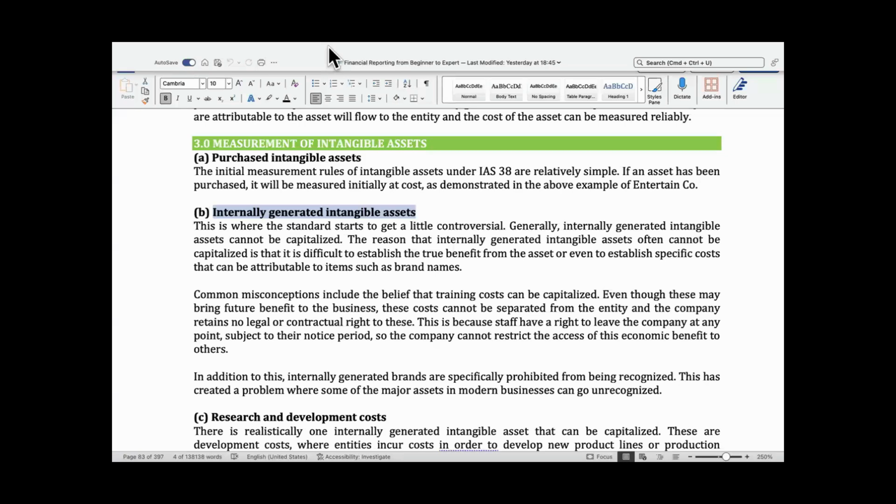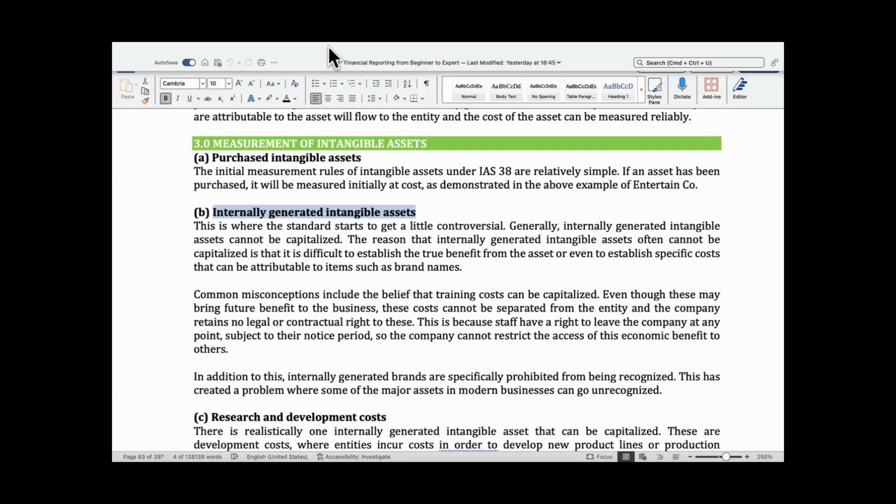And number two is that the costs that you incur to develop that brand name, we cannot establish it. So even if you want to put it in our books, how much? So we cannot. We cannot determine the benefits. The future economic benefit is not there. And the costs, we cannot estimate the costs reliably. So it doesn't meet the recognition criteria. And that is why we cannot put it in our books.